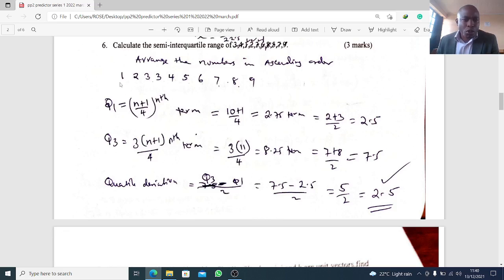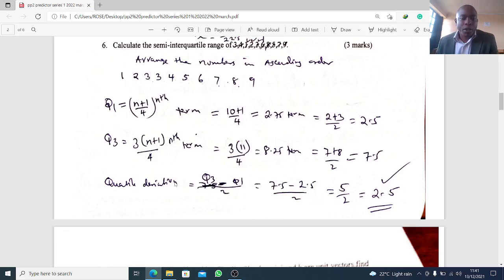So to find the 8.25th term, we count 1, 2, 3, 4, 5, 6, 7, and 8.25 is around there. So we include these two numbers, 8 plus 7 divided by 2, which gives you 7.5.